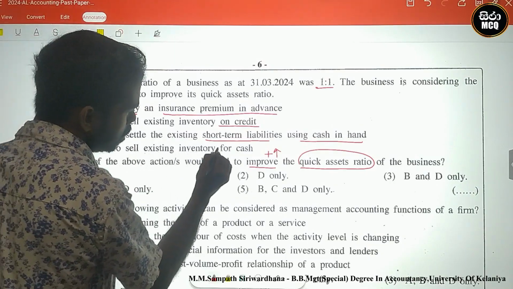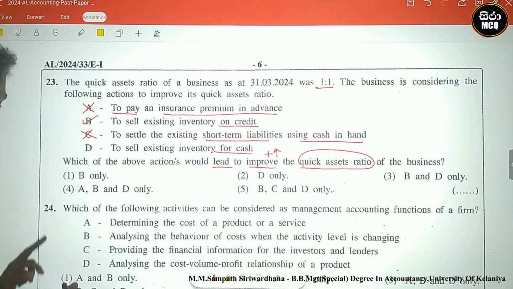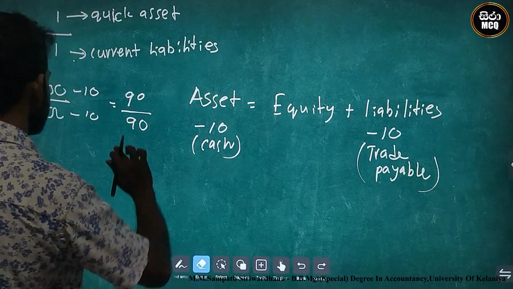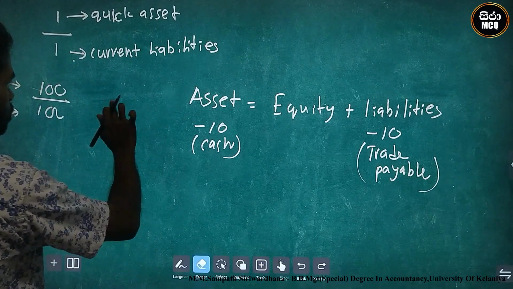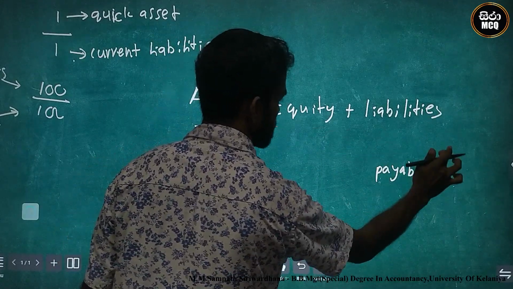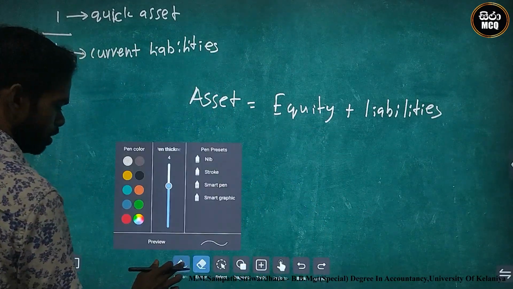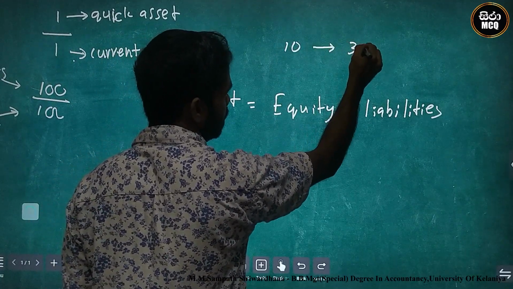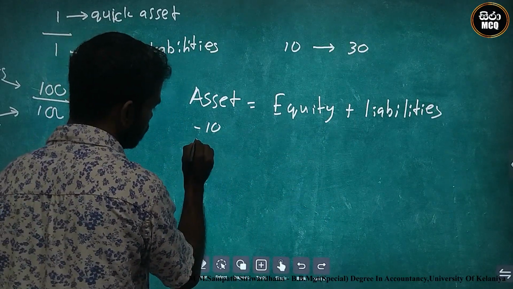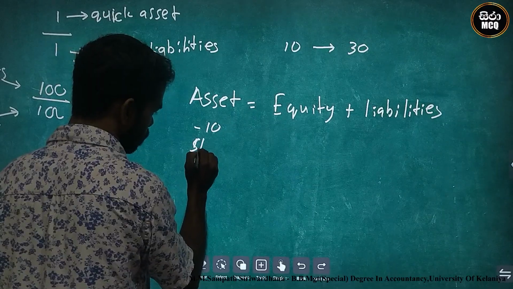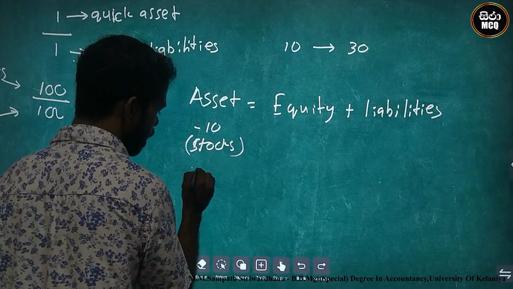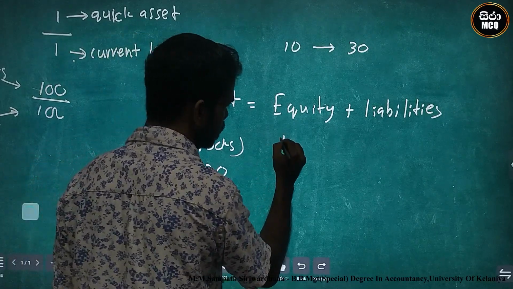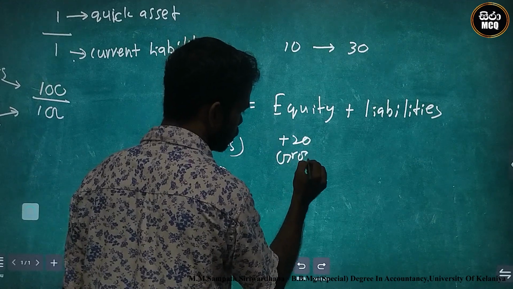To sell existing inventory for cash. There is a cash sale. Look here, what is the impact? The cost is 10, and we sell at a selling price of 30 in cash. The cost is deducted from inventory, stocks minus, and the cash sale adds to the cash account, and there is a gross profit.